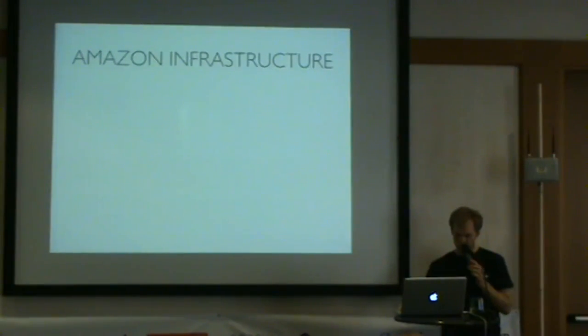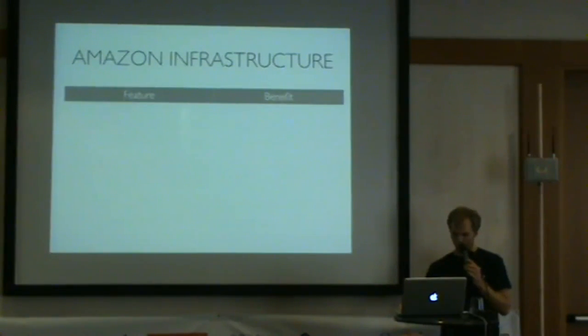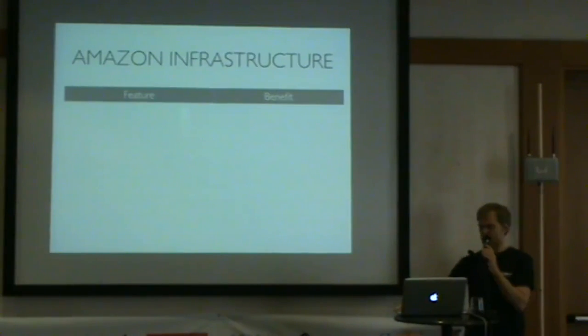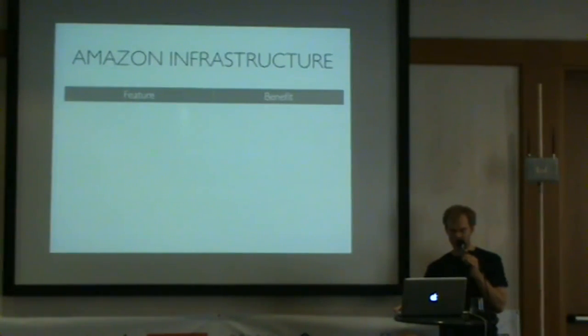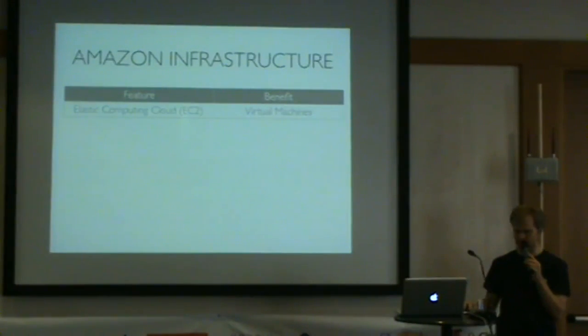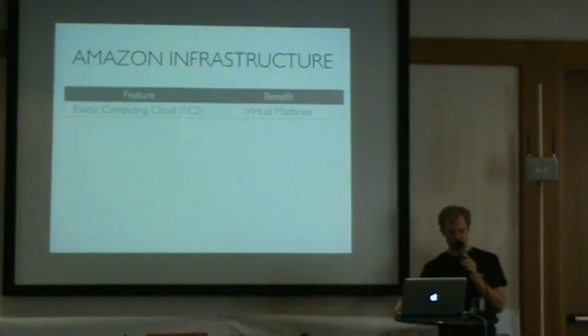So let's talk a little bit more about the Amazon infrastructure. Amazon has been, as I mentioned before, releasing new features to their stack all the time, and the most popular one is probably the EC2 Elastic Computing Cloud. And this gives you virtual machines on demand, and basically one command, and you've got a machine at your disposal.